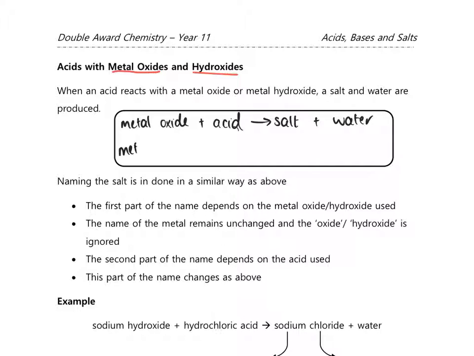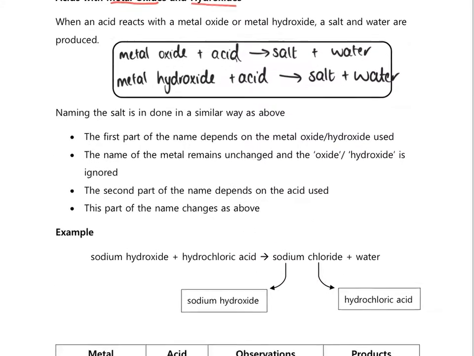It's the same equation with a metal hydroxide and acid. We get a salt plus water. It's the same general equation for both of them. And again, we need to name our salts, and it's done in a very similar way to the previous type of reaction of acids with metals, in that the first part of the name comes from the metal oxide or the metal hydroxide, but we just drop the oxide or hydroxide, so essentially we're looking at the metal used.